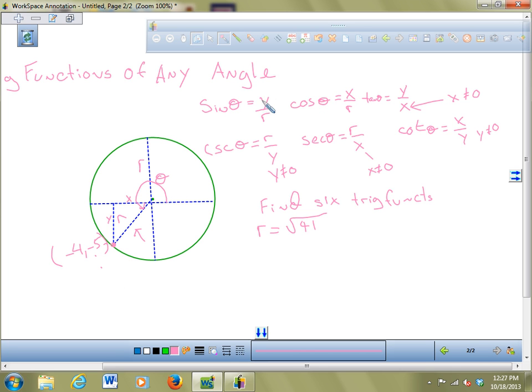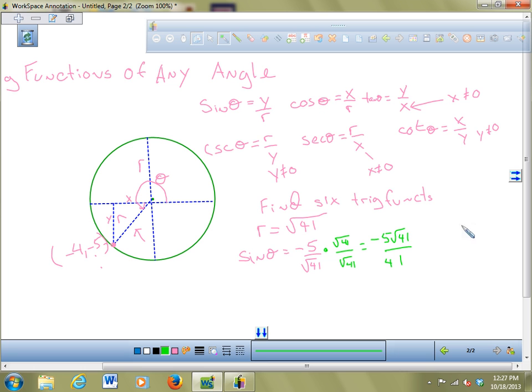And so then I just plug in y, so sine of theta in this case would be -5 over square root of 41, okay? And if you left that on a test, I probably wouldn't mark it wrong, but you should really rationalize your denominator by multiplying by root of 41 over root of 41. So that would give you -5 root of 41 over 41. And that's a lot of work for each problem.